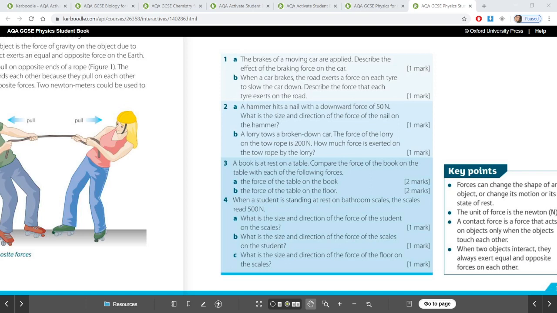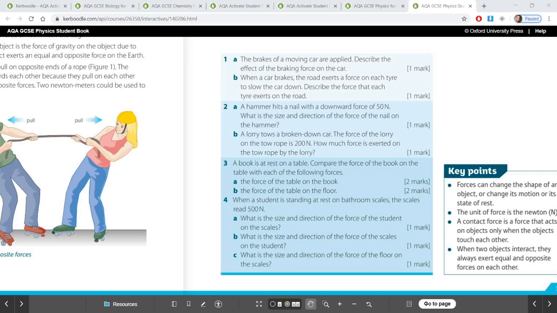Force of the table on the floor. So the force of the table on the floor is going to be equal to just the weight of the table. I suppose, if you were being very thorough, you could say it's also the weight of the book. So you've got the book pushing down on the table, and then the table pushing down on the floor.